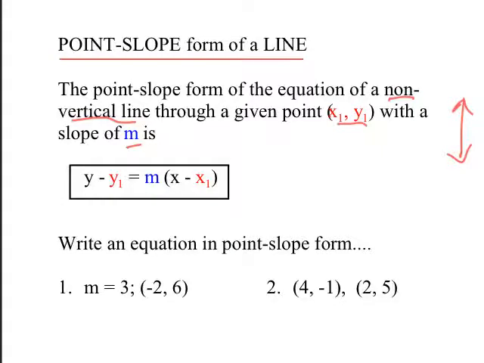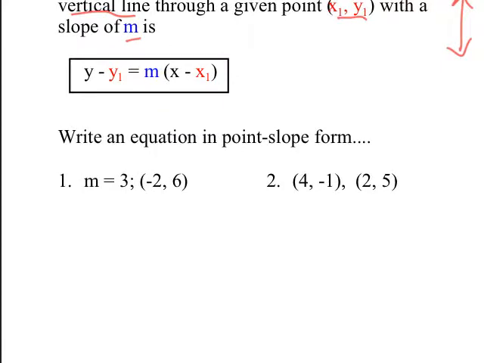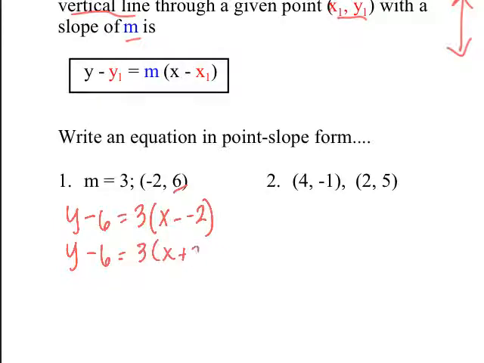All right, let's go through an example. Let's move it up here. So here's our example. So we're going to write y minus the y coordinate equals the slope 3 times, parentheses are important, x minus the x coordinate. Now that's going to turn into x plus 2. It's always kind of the opposite of the sign in the point. But let's simplify this. Y minus 6 equals 3 times x plus 2.